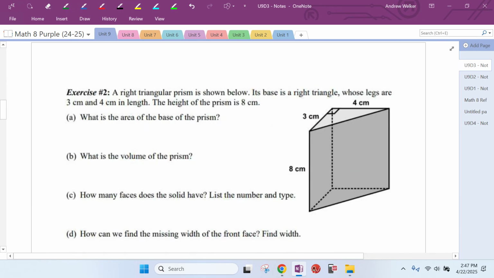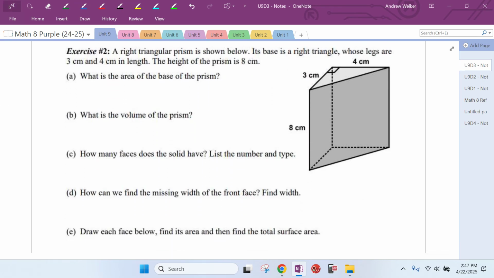So let's take a look at another example, right? In exercise 2, we have a right triangular prism shown below. Its base is a right triangle whose legs are 3 and 4 centimeters in length. The height of the prism is 8. So what we need to do is, it says, what is the area of the base of the prism? They already kind of told us that the base is the right triangle. So this right triangle is my base.